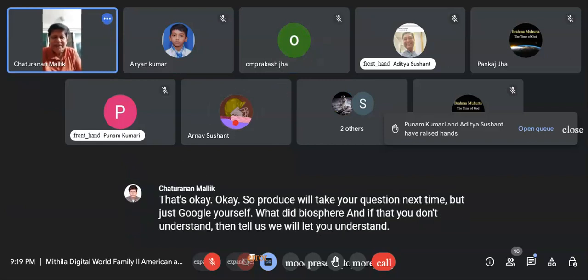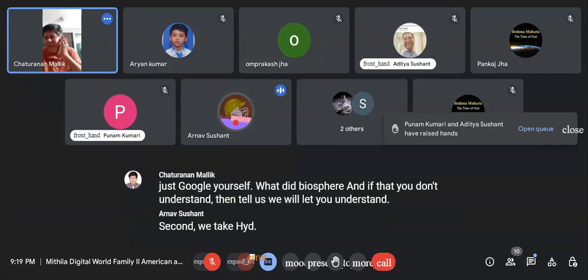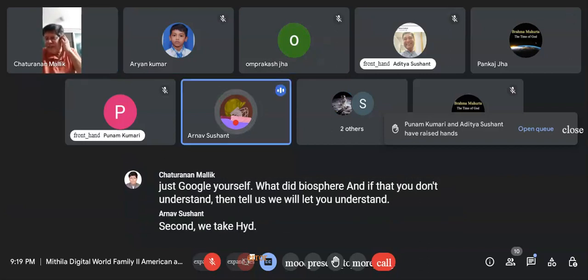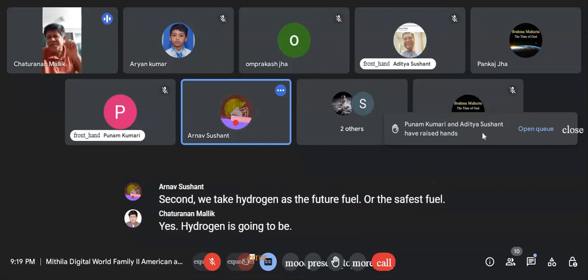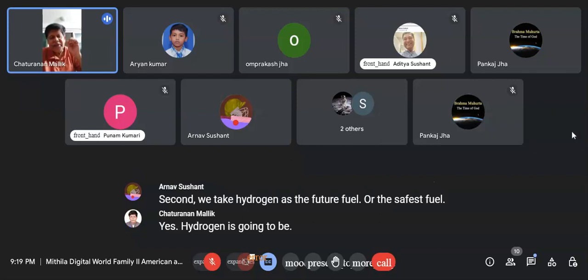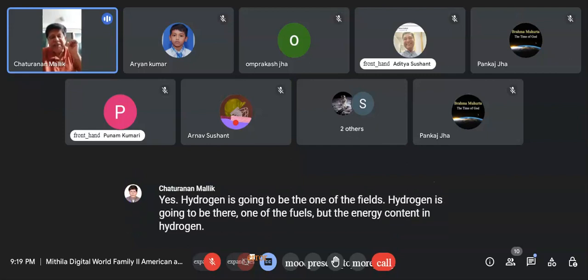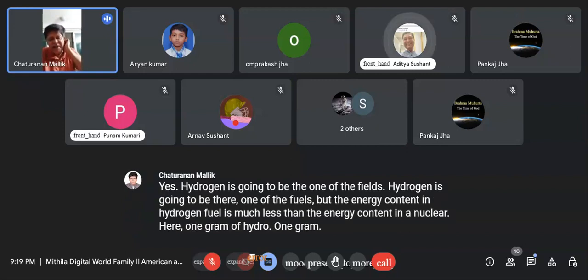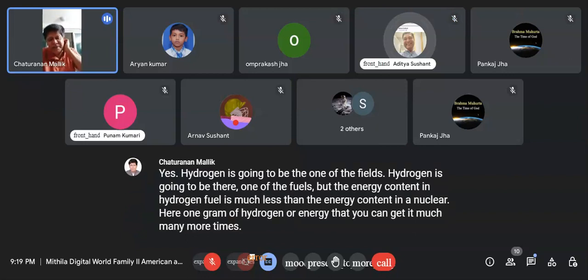Sir, can we take hydrogen as the future fuel or the safest fuel? Yes, sure. Hydrogen is going to be one of the fuels. But the energy content in hydrogen fuel is much less than in a nuclear fuel. You get many more times the energy from 1 gram of a nuclear fuel than from 1 gram of hydrogen.